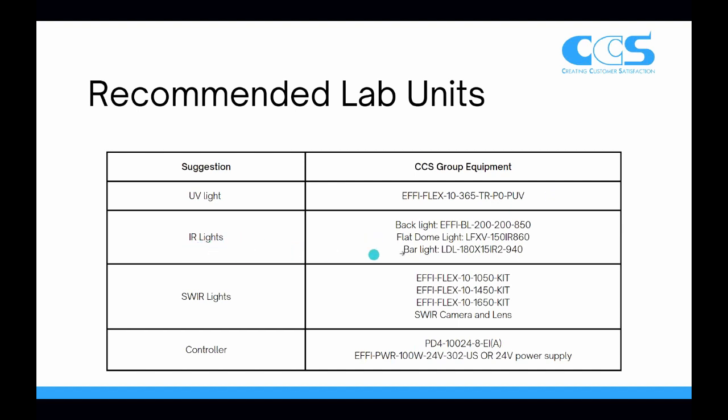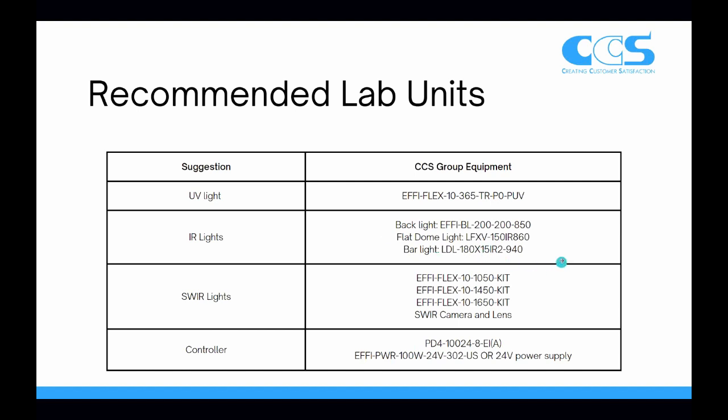For IR lights, we recommend having a backlight IR light. The FE backlight 200 by 200 850 is probably a good size. You can always go larger or change the sizes if you want. The flat dome light, the LFXV, we recommend that light a lot. The flat dome light is just a great light, but a lot of times when we're using IR light to solve an application, we're trying to remove print on a package that might be more reflective, and a flat dome light is great for that type of application. So the combination of the flat dome light plus the IR light often provides very useful and clean and not glared images.